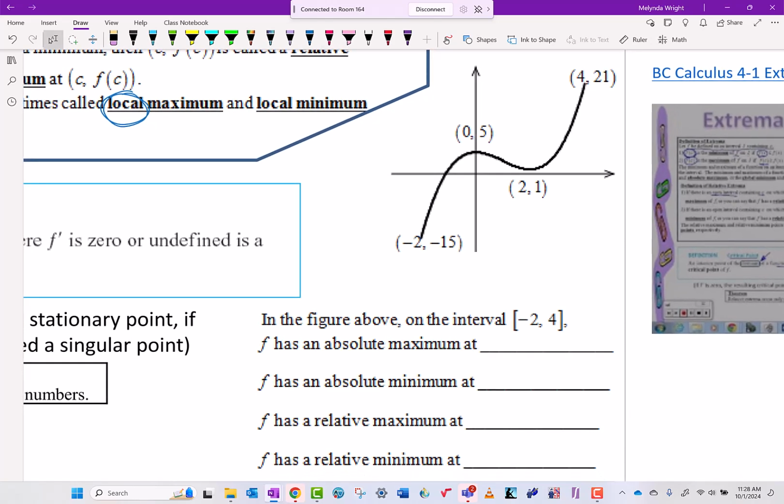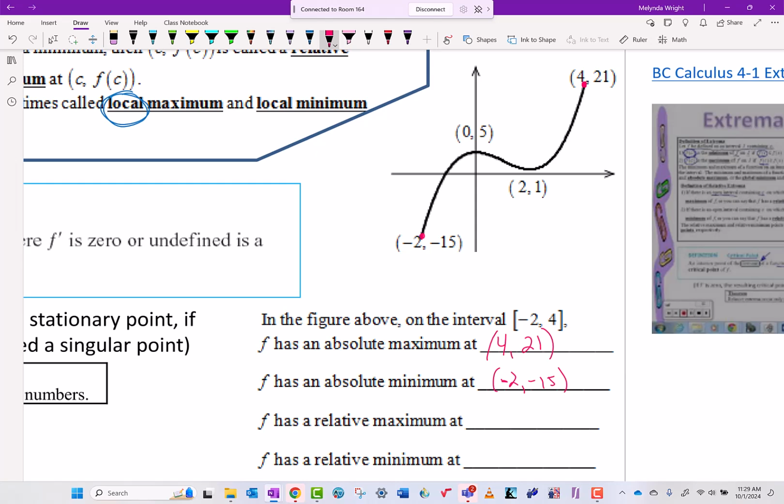So here we've got another graph right there, and they want us to find, let's see, does f have an absolute maximum? Well, yeah, this is the very biggest point. Absolute maximum would be at 4, 21. Is that also a relative maximum? No, it is not, because I don't know what's going on to the right of it. I just don't. So no, it's not. Do we have an absolute minimum? We do, right here. Our absolute minimum is at -2, -15. Is that also a relative minimum? No, because I don't know what's going on to the left.